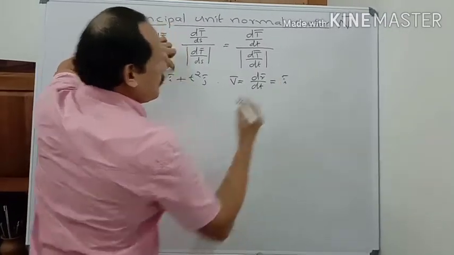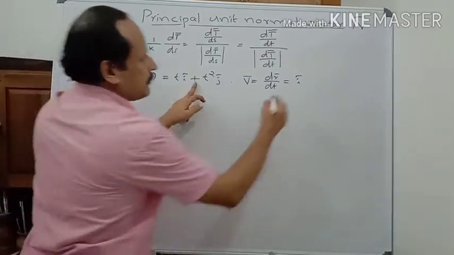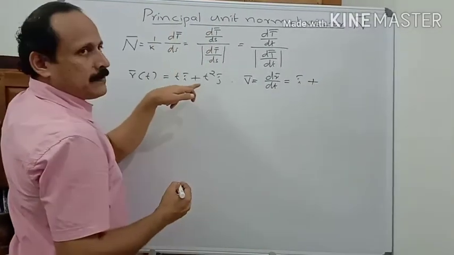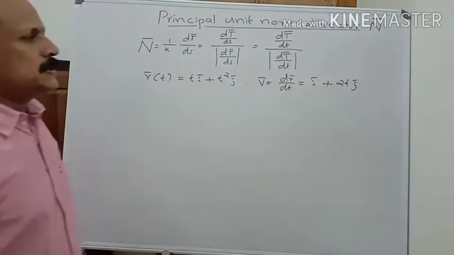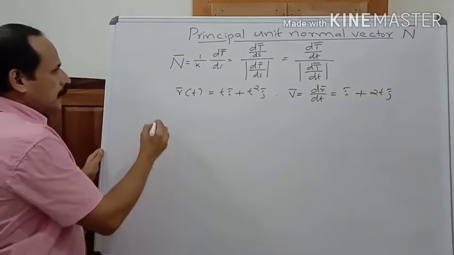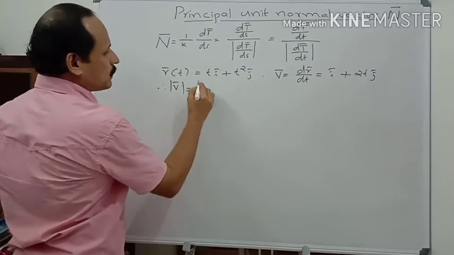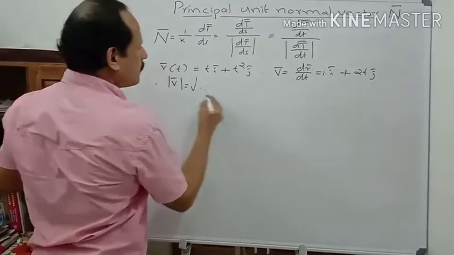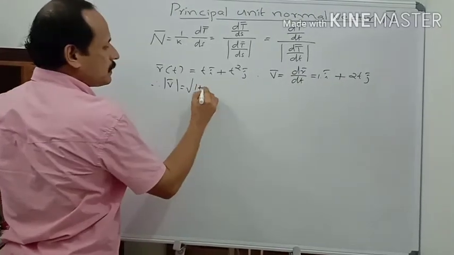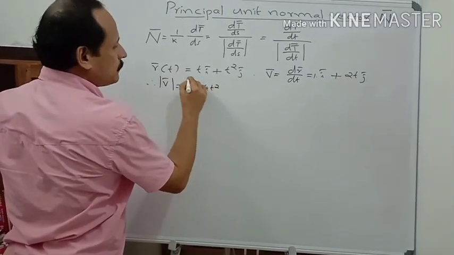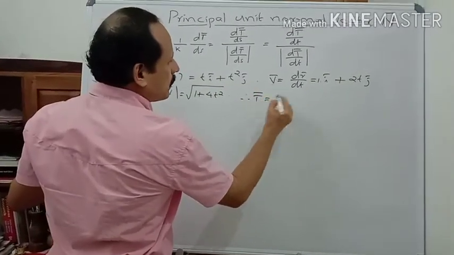Therefore, this part has derivative i bar plus, the derivative of t square is 2t, and we get the corresponding term 2t j bar. And therefore find out mod v bar. It is root of, here the component is 1, therefore 1 square, that is 1, plus 2t whole square, that is 4 t square, and therefore take t bar.